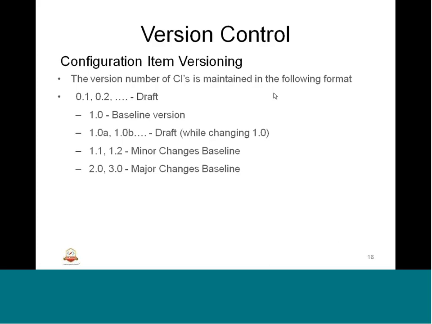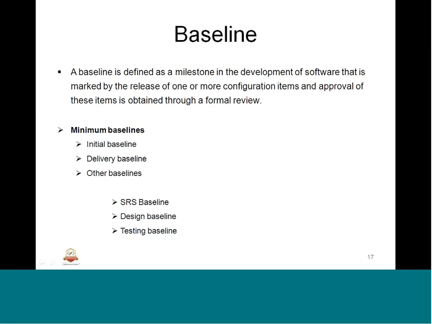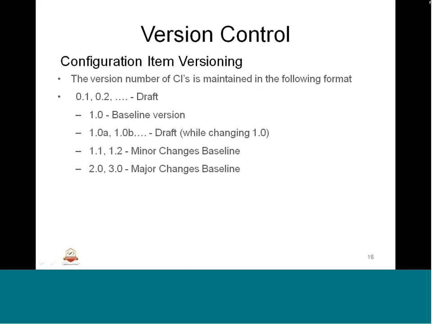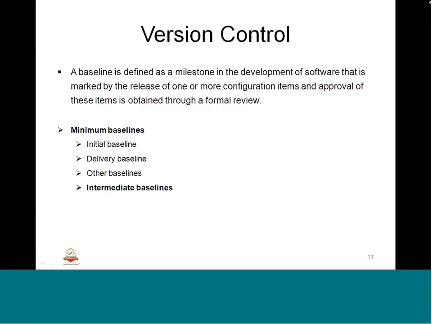Okay. The next important thing is the baseline. So what do you mean by a baseline? A baseline is defined as a milestone in the development of software that is marked by the release of one or more configuration items and approval of these items is obtained through a formal review. So everything has to be formal. So we call it a baseline version or a baseline for an item.